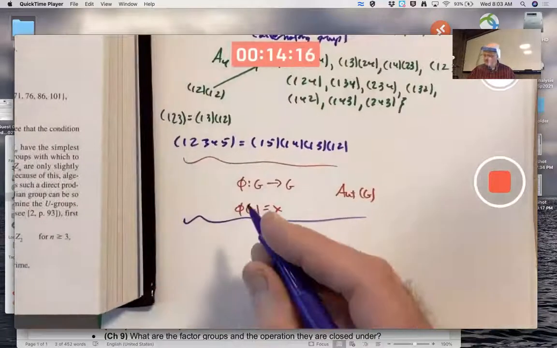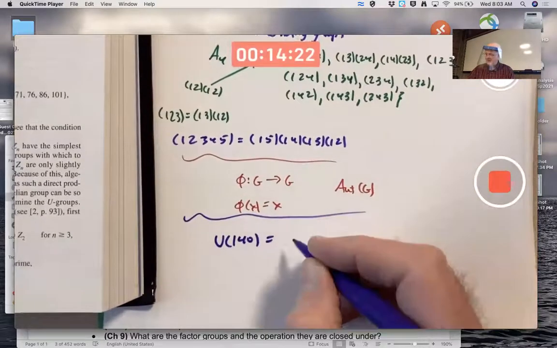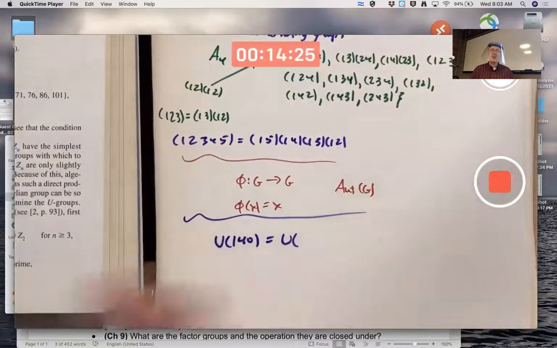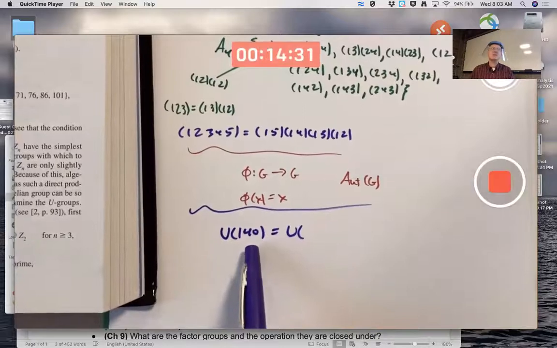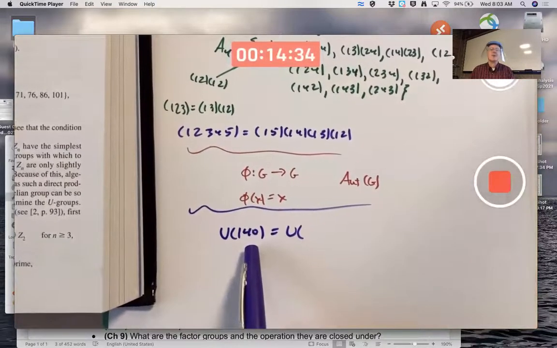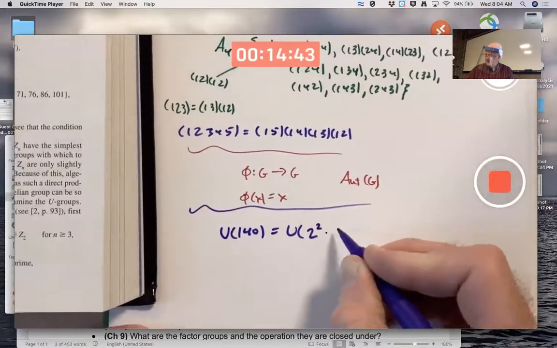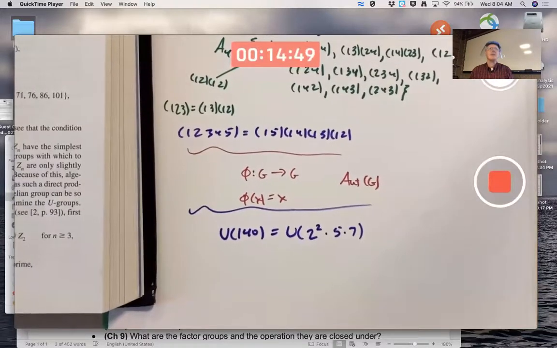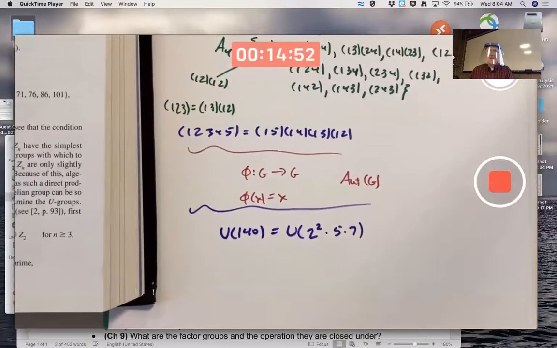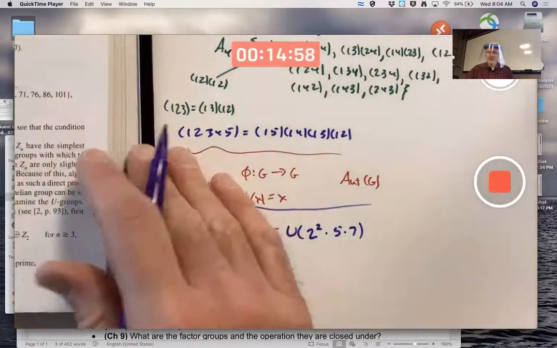So U140, how do you figure out what it's isomorphic to? I hope you remember, from either trying this problem or from the reading, that the first thing to do is to find the prime factorization of 140. 140 is 14 times 10, that would be 2 times 7 times 2 times 5, which is 2 squared times 5 times 7. Is that right? Double check that. Yeah. Okay, so that's the first thing to do to help you understand what this is going to be isomorphic to, based on the theorems in chapter 8.